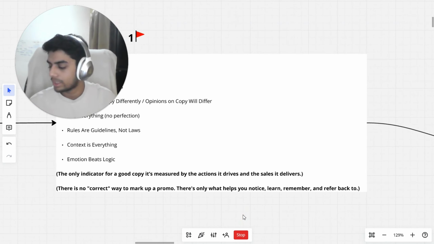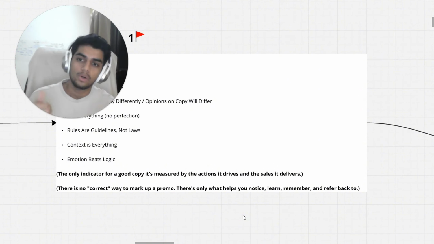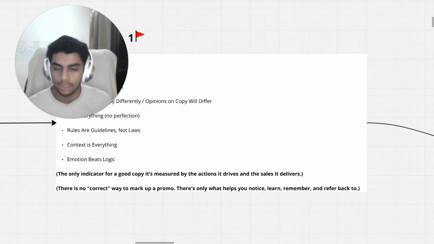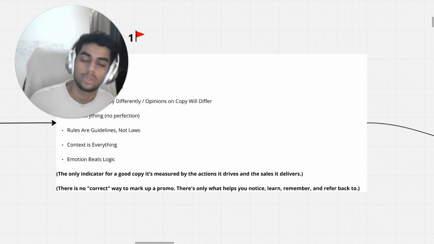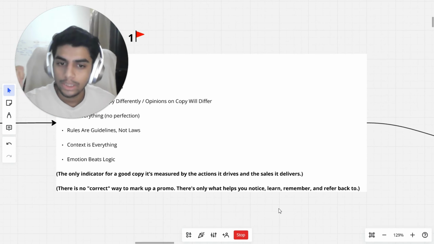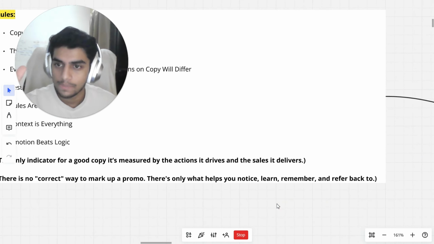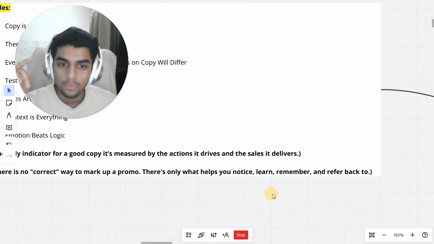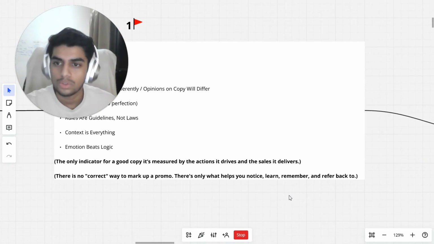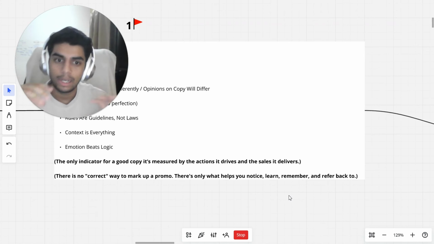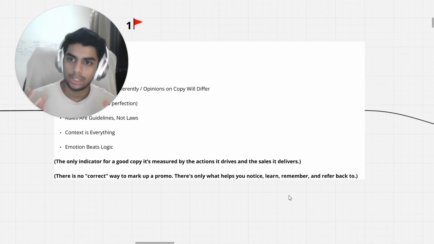That is the sole reason why you create swipe files. If you don't know about swipe files, go back and watch my previous video, you will learn a lot. Trust me, it's worth it. The only thing you need to notice in a copy is what helps you, what you can learn, what you can remember, and what you can refer back to. So save these copies. After this, you will understand how to actually analyze a copy. Go analyze copy and save them up.